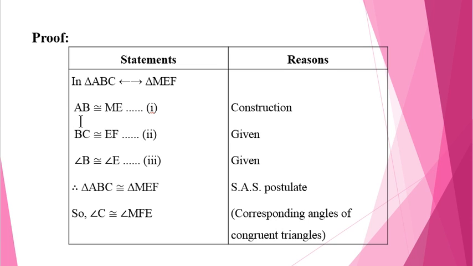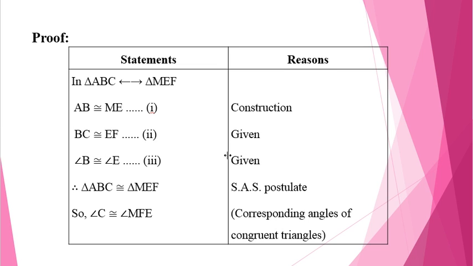He is saying that the side AB is congruent to ME. Just now we have constructed this one, that my side AB is congruent to the ME. It is my construction, and I will write the reason over there that it is a construction, that's why they are congruent. Okay, after that he is saying that BC is congruent to EF.